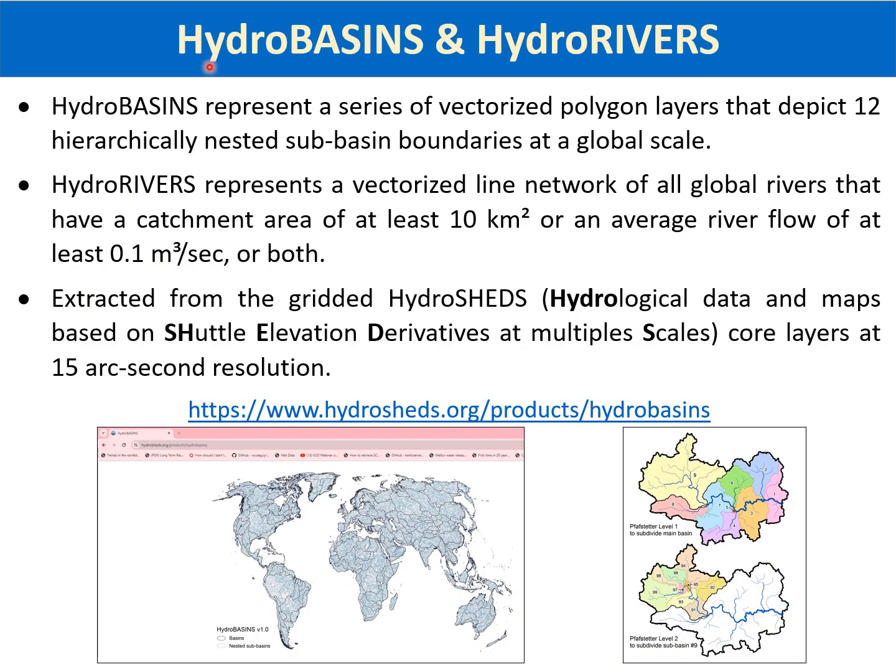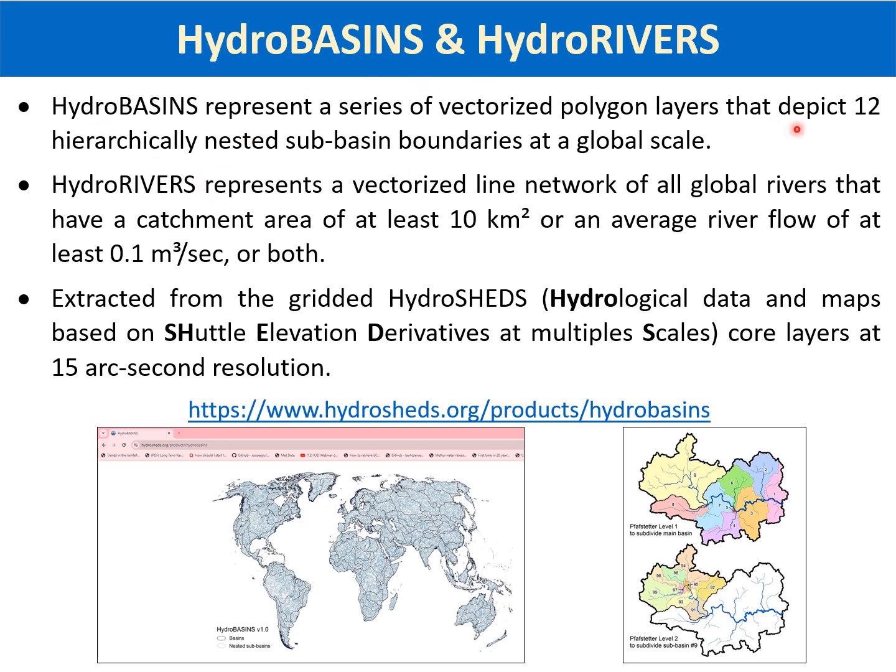Going further, we have open access vector datasets of hydrobasins and hydro rivers, which are extracted from the hydrosheds. Hydrosheds core layers were derived by Worldwide Fund for Nature based upon the digital elevation data of SRTM after doing the void filling and processing the digital elevation data. There are many products which are available under the hydrosheds. And these derived hydrobasins and hydro rivers are vectorized polygon and vectorized line layers.